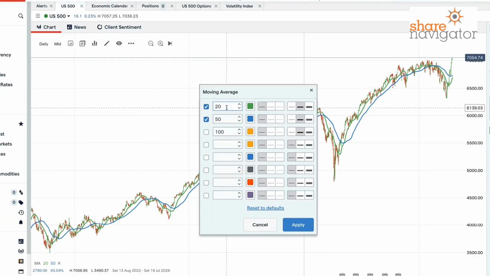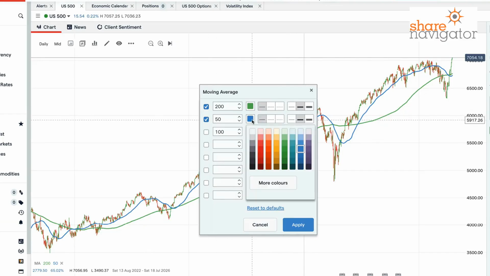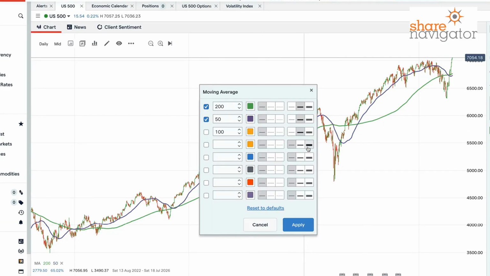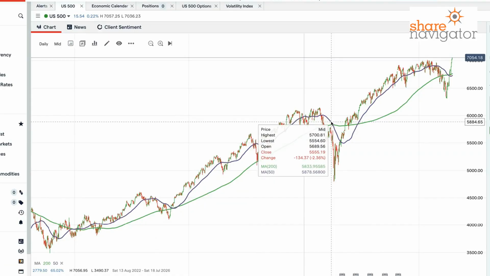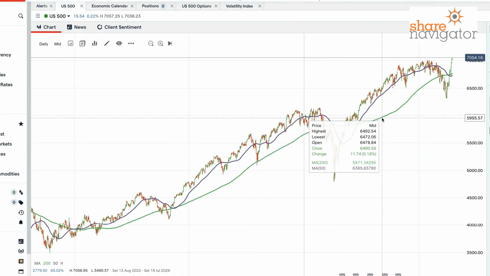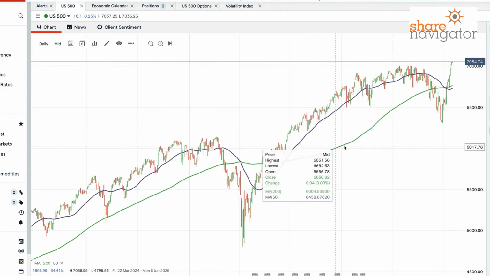Now, I want the 200-day moving average. I want my line to be green, and I can change the thickness of the line here. I like the middle thickness here for my moving averages. And then the 50-day moving average, they've got it highlighted in blue. Maybe I prefer purple, for example. So I'm going to change that to purple, click on apply. So now what you can see here is I've got my 50-day moving average in purple, my 200-day moving average in green. Okay.